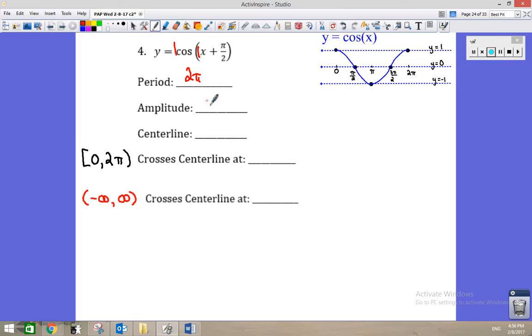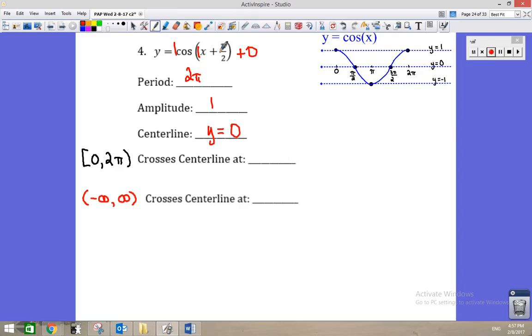The amplitude is always the multiplier that's in front of the sine or cosine, and in this case it's 1. These are both distances, they're always going to be positive. The center line is always going to be y equals whatever you're shifting this up or down, whatever you're adding to this function. In this case, we're not lifting this graph up or down, so it's y equals 0.